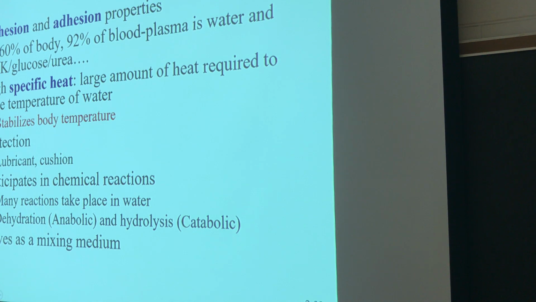Now, water is very important because of this as well in our body. It has a high specific heat, therefore requires a lot of heat to raise the temperature of water, allowing us to stabilize our body temperature. So when you go outside and it's negative 20 degrees outside, your body temperature doesn't drop to negative 20 degrees over the course of many minutes, right? It allows us to stabilize it.